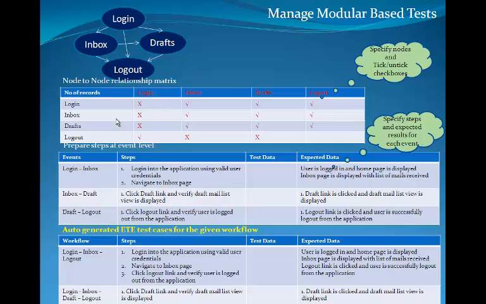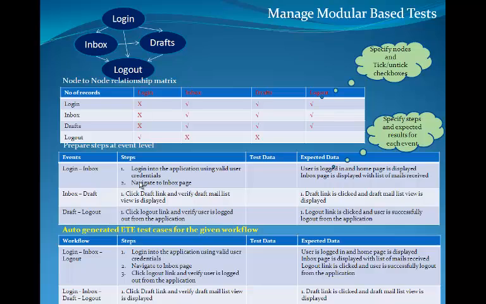Once the relationship is built based on the workflow, all the events will be generated automatically in tabular form, and the test engineer is going to provide the step and expected result for each of the events generated by the system. Afterwards, the system takes care of generating the end-to-end scenarios and creates end-to-end test cases for the given workflow with the step and expected result.